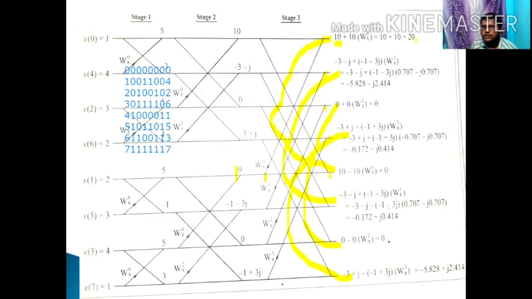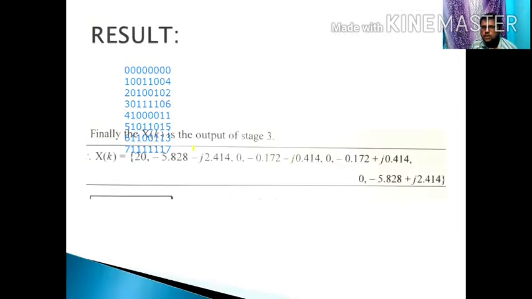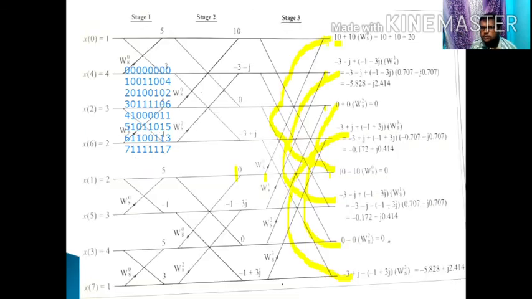Finally, you have to write the result. The result is X of k, which is equal to the output of stage 3. That is, the third stage output will be your final output. So X of k is equal to 20. You should arrange the sequence in natural order, because in DIT problems the input sequence should be taken in bit reversal, and the output sequence should be taken in natural order. So this is X of 0, X of 1, X of 2, X of 3, X of 4, X of 5, X of 6, and X of 7. So you have to take it in natural order.